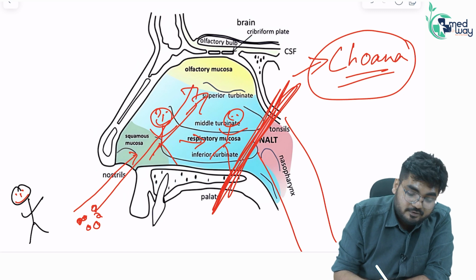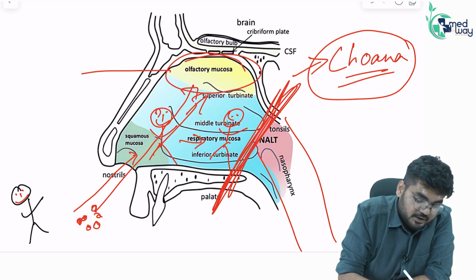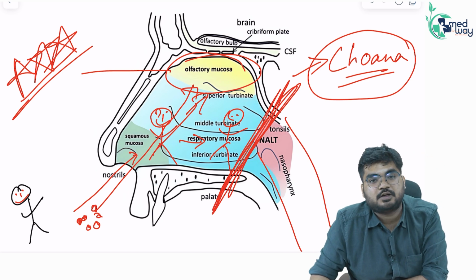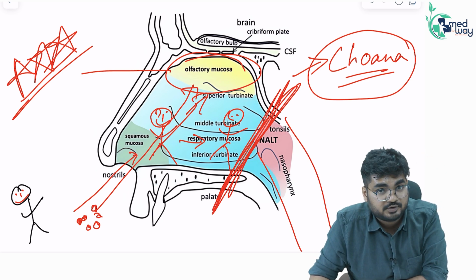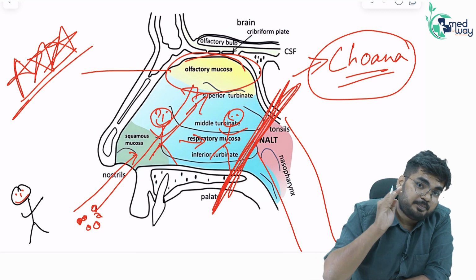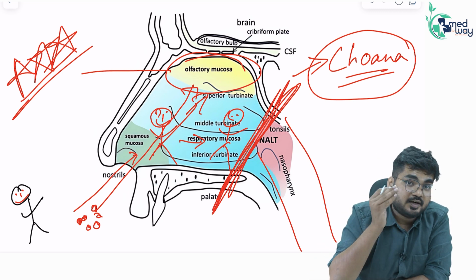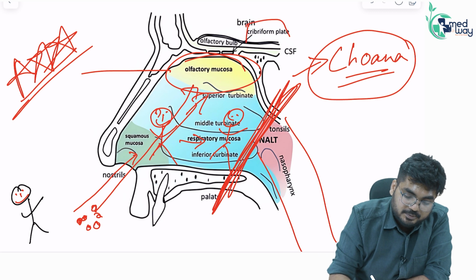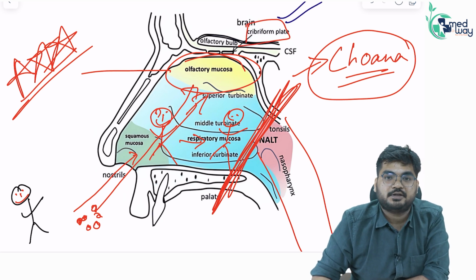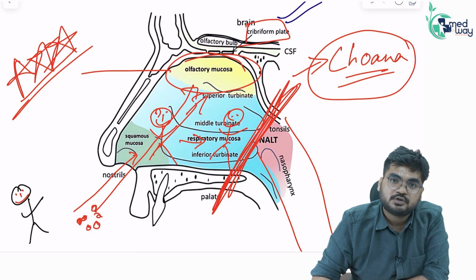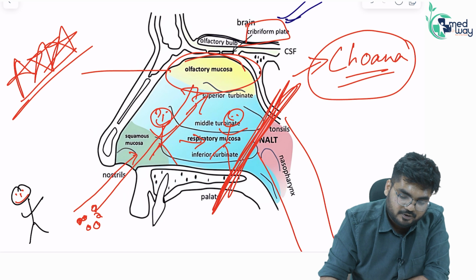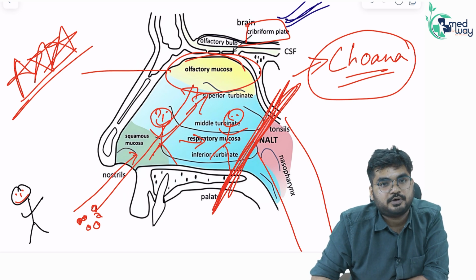Why? Because olfactory mucosa is located superiorly. And the MCQ that has been asked on this particular point is, what is the location of olfactory mucosa? Olfactory bulbs are located superiorly. But where exactly? Close to the cribriform plate. Very, very important point, close to the cribriform plate. Olfactory mucosa, olfactory bulbs are located superiorly close to the cribriform plate. That is a very, very important point.